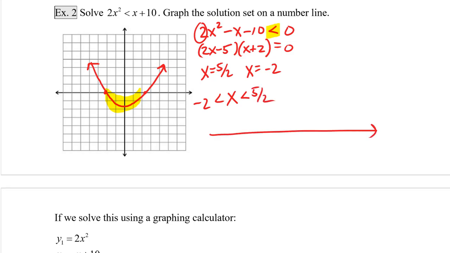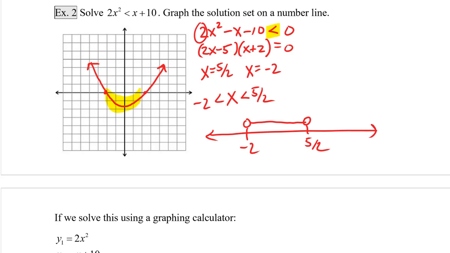And if I graph that on a number line, here's -2, here's 5/2. These are less than symbols, so these would be open circles, and it'd be all the points between them. Now we can also solve quadratic inequalities using our graphing calculator.